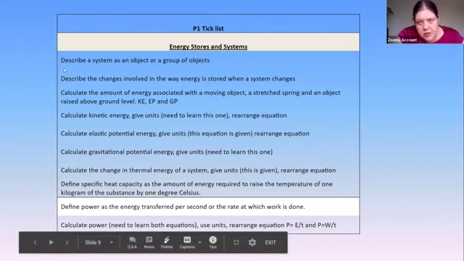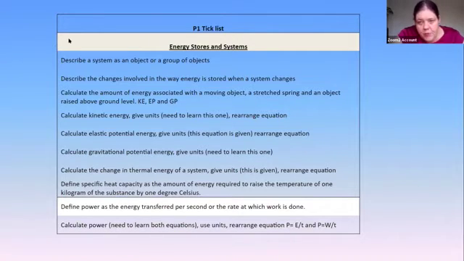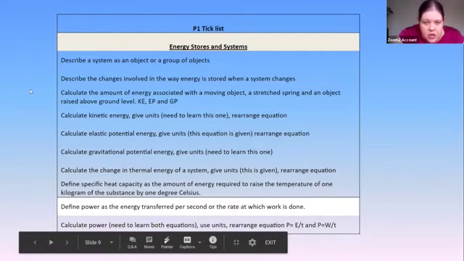With the tick list, my suggestion to help you as a starting point is to red, amber, green it. So if you do not know that a system is a group of objects, highlight it red. If you did know that, highlight it green. If you think you can calculate kinetic energy, for example, but you don't know how to rearrange it, that would make it amber. Hopefully that's making sense.